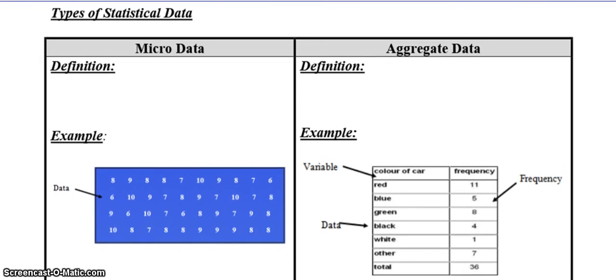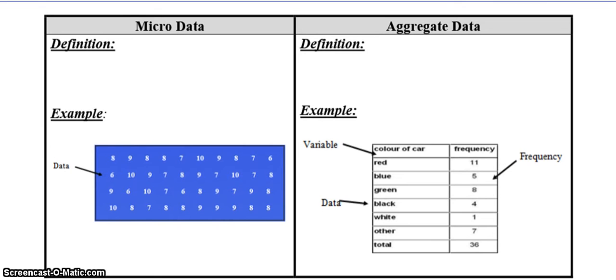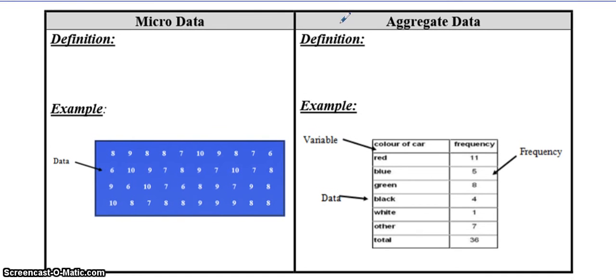Alright, so there's lots of different types of data, and they are often broken down into different categories. So the first breakdown is you have microdata and you have aggregate data. So microdata looks like this. It's just basically you've written out all of the numbers. So if you asked people their ages and you just wrote down 8, 6, 9, 10, 9, 10, 6, 8, if you just kept writing it out, so it is collected from individual objects and recorded.